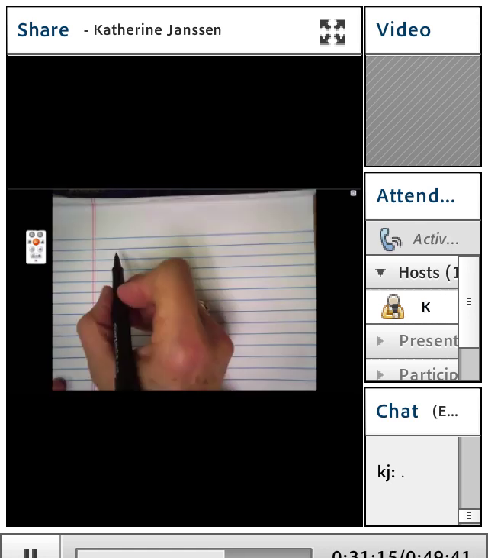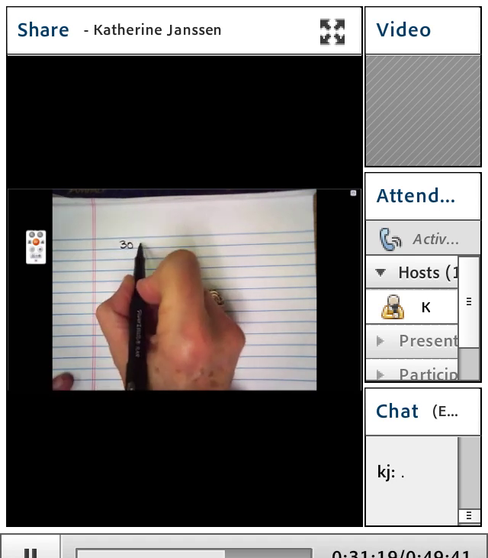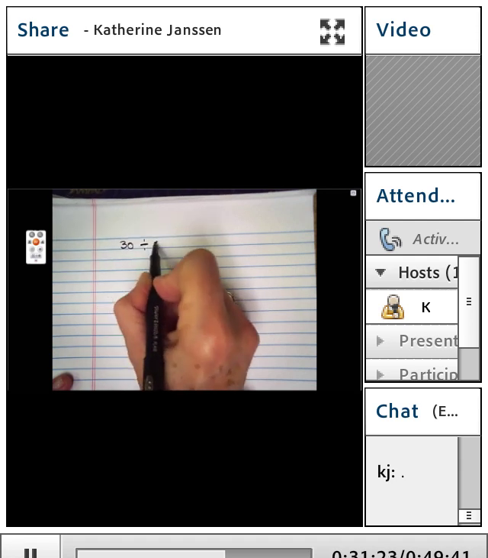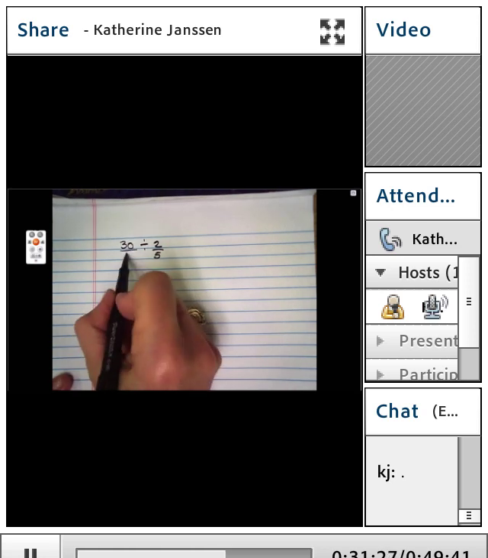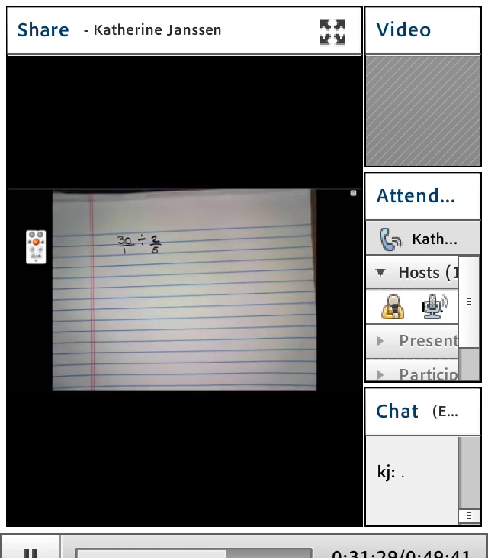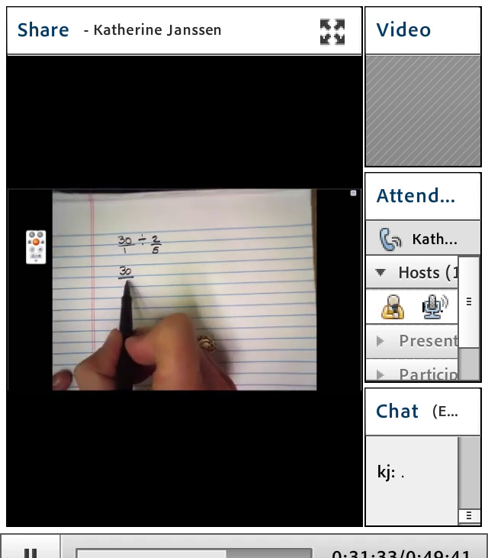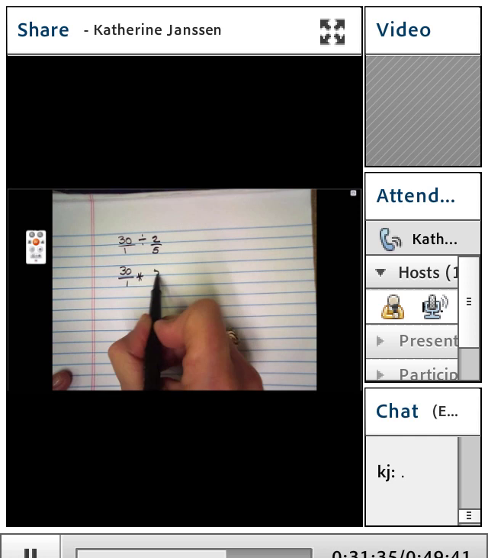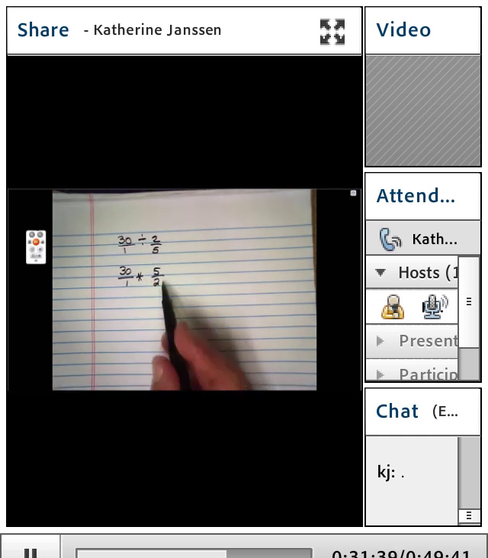So he has a 30-gram toothpaste tube, and we want to divide that into equal parts of 2/5. 30, we remember, is a whole number. It can be written in fractional form, 30 over 1. Dividing fractions, we change division to multiplication and multiply by the reciprocal. Interchange the numerator and the denominator of the divisor.